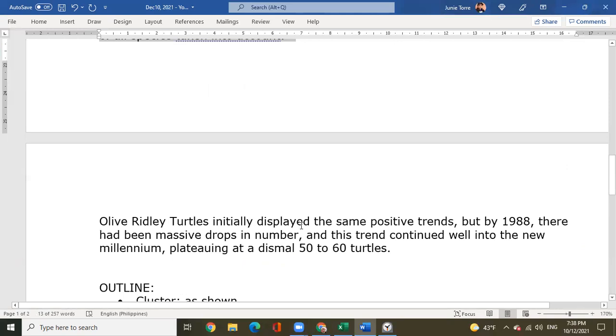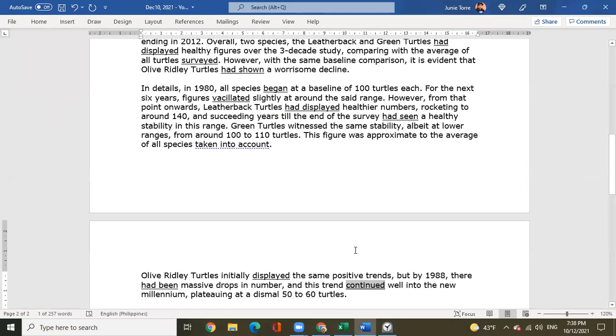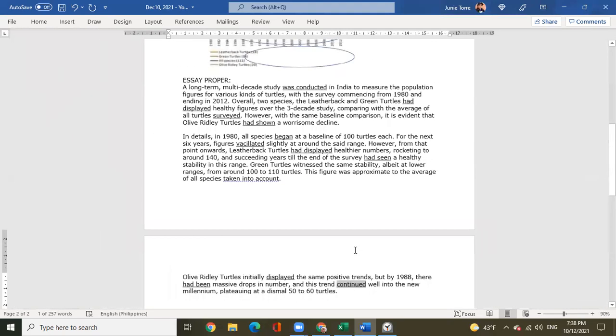Olive ridley turtles initially displayed the same positive trends, but by 19 displayed, so simple past there. But by 1980, there had been, that is the past perfect, massive drops in number, and this trend continued well into the new millennium, plateauing at a dismal 50 to 60 turtles. Oh, that's so sad. Save the turtles, man.